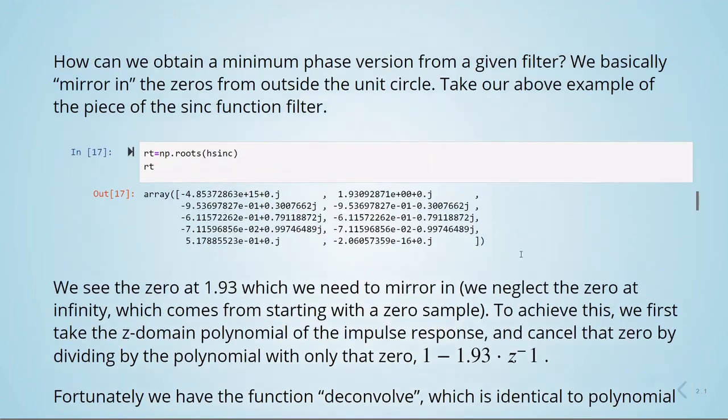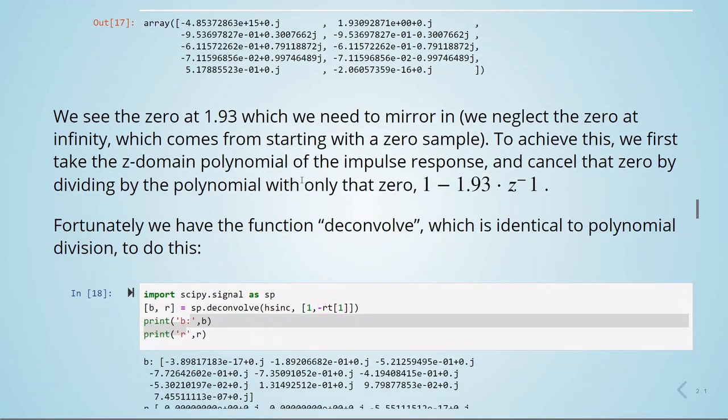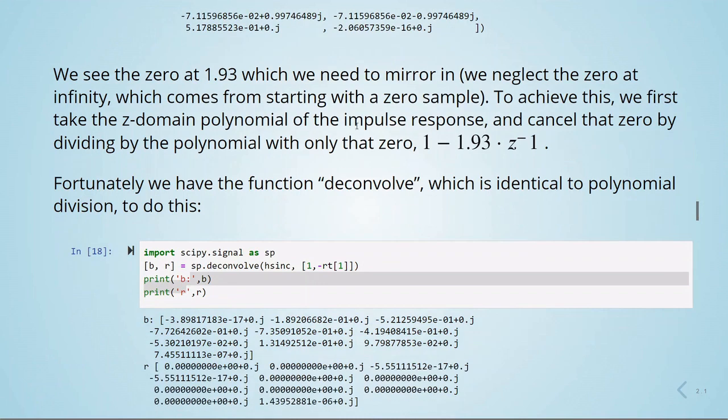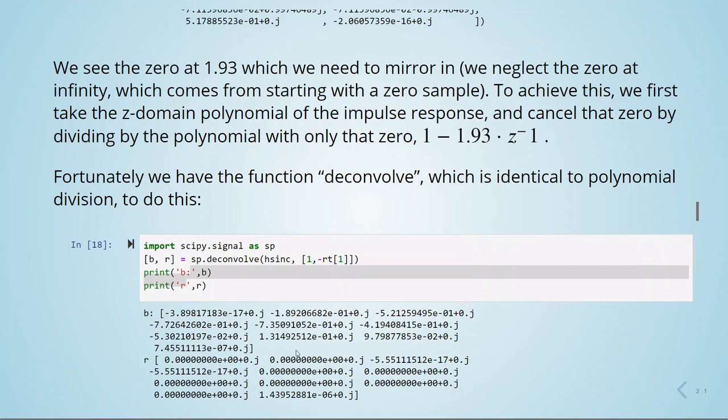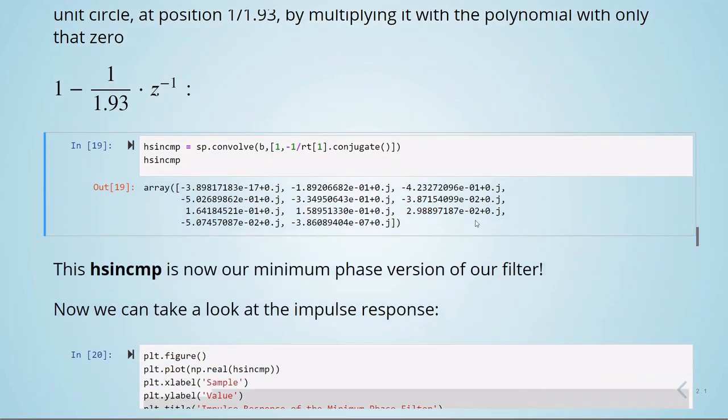So this is what we did. We had here the roots, and then we use the deconvolve of hsinc and 1 minus rt1. So this here will give us the polynomial b and remainder r, and then we are multiplying, convolving the b with 1 and 1 minus 1 divided by rt1 conjugate, which is this part here, and we get our minimum phase version of our filter.